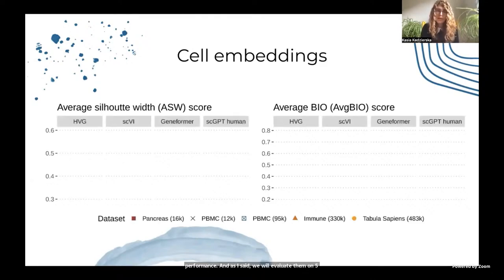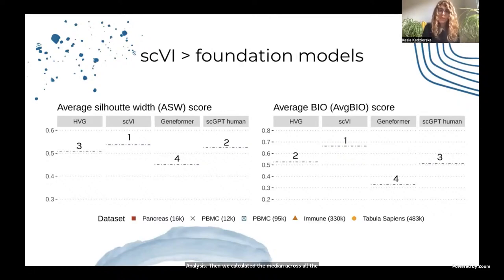And to give us some perspective, we will compare GeneFormer and scGPT human performance to a simple heuristic method of choosing highly variable genes, and also to using scVI, a variational autoencoder method that is commonly used in single-cell RNA-seq data analysis. Then we calculated the median across all the datasets, and what we see is that scVI outperforms foundation models in both scores, in silhouette score and in the average bio score. Additionally, highly variable genes outperform the foundation models in the average bio composite score.